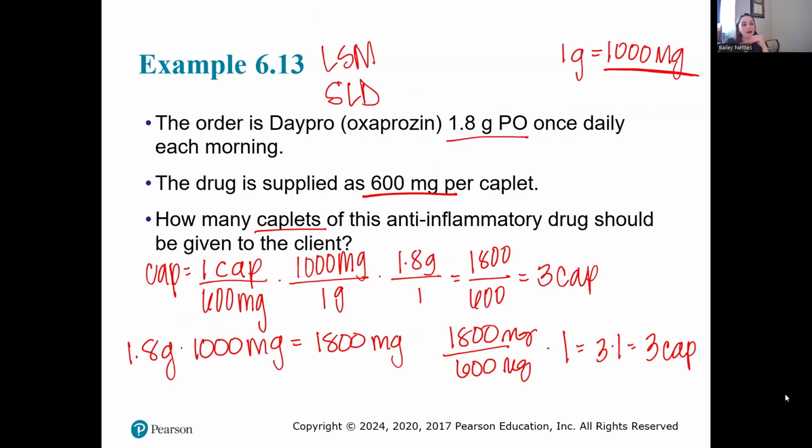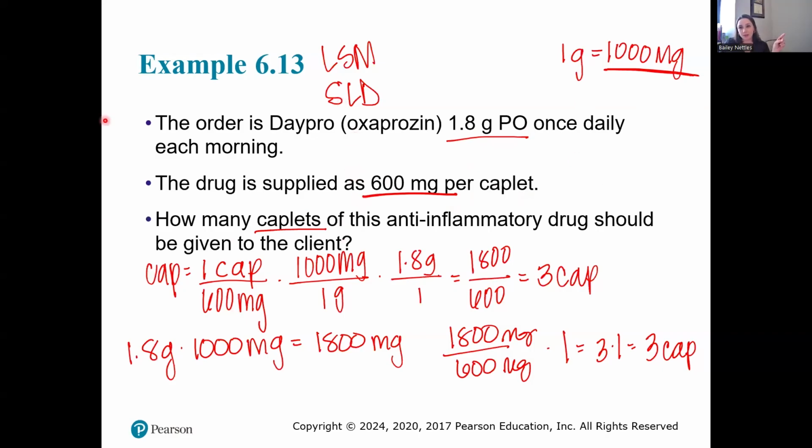All right. So now I only have a couple more. Now I have a patient who needs this medication, 1.8 grams PO daily. I have a 600 milligram tablet. How many tablets are you going to give? So we start with what it's asking, capsules, or caplets, tablets, whatever, who cares? 1 capsule or caplet is 600 milligrams right here.